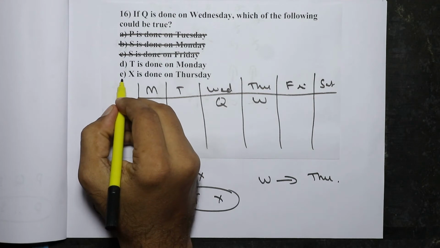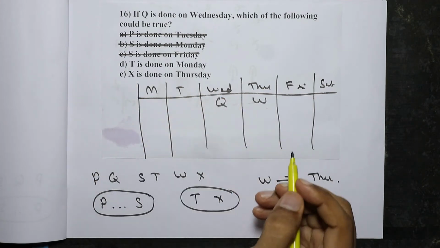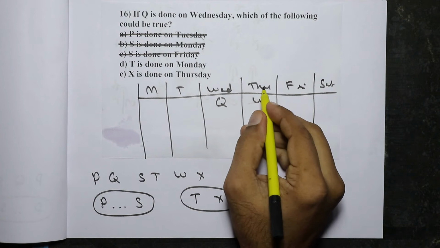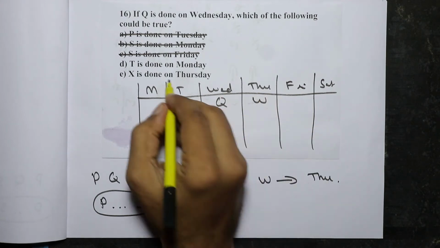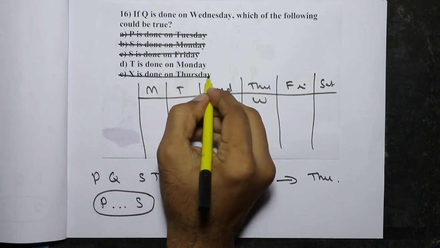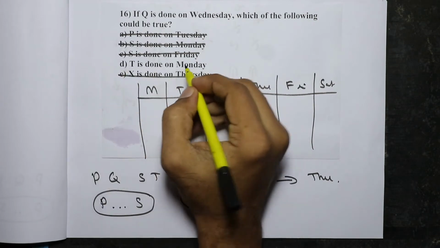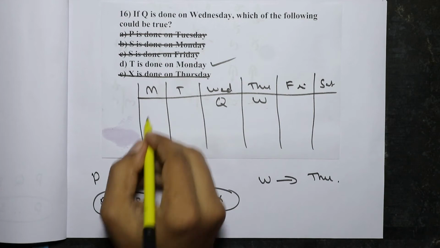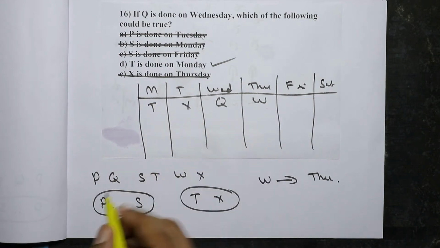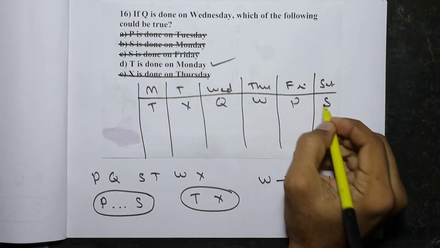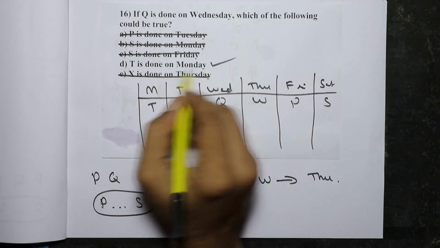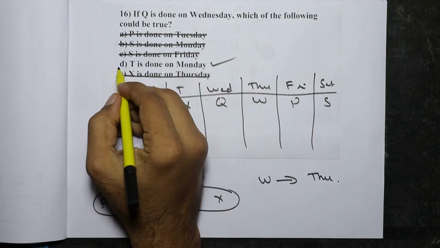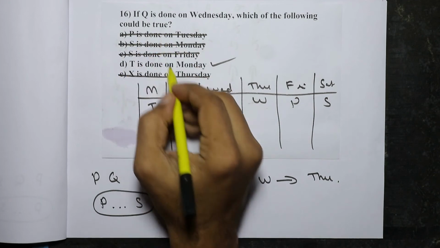Let us look at option E. X is done on Thursday. Now W is already slated for Thursday. So X cannot be done on Thursday. So the only possible answer is option D. T is done on Monday. We can see that it is possible. So it can be T and X like this and then P and S like this. So T can be done on Monday. That is possible. So option D is the one which could be true.